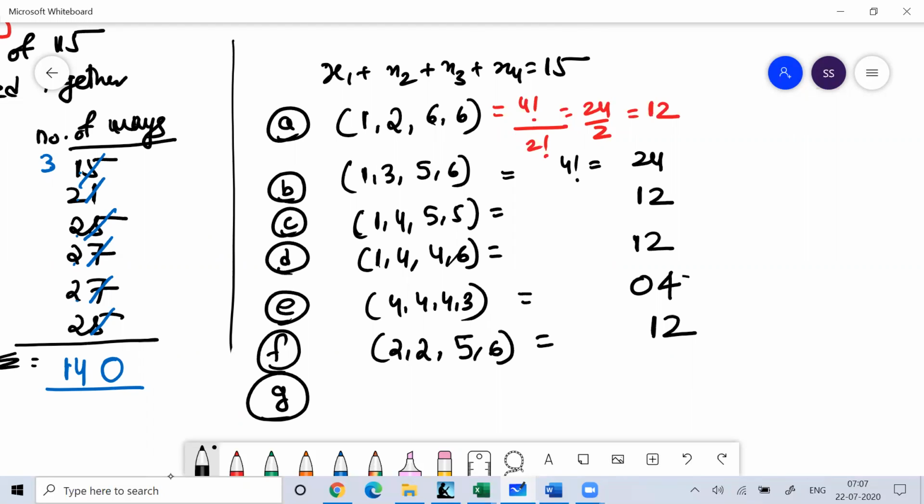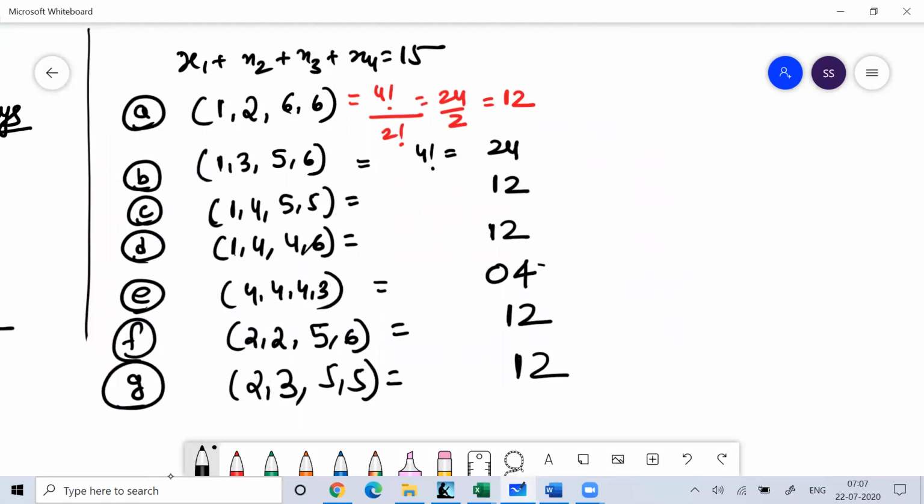Okay. Then 2, 3. Have I used 2, 3 till now? 2, 2 I have done. Now 2, 3 I have not used. So if I talk about 2, 3, 10 means 5, 5. I can take 2, 3, 5, 5. So 10, 15. So this is again 12 ways. So this I can do. 2, 3, 5, 5.